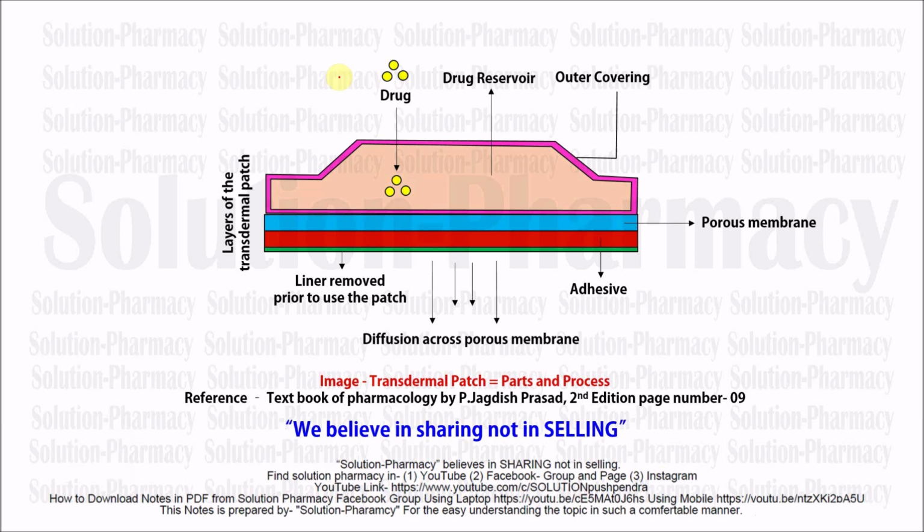Recently we have studied different routes of drug administration, and under that we have already studied the transdermal route of drug administration. So you can see the diagram of transdermal patches. Transdermal patches are patches containing a drug that release the drug across the skin; they are called transdermal patches because they are applied over the skin.